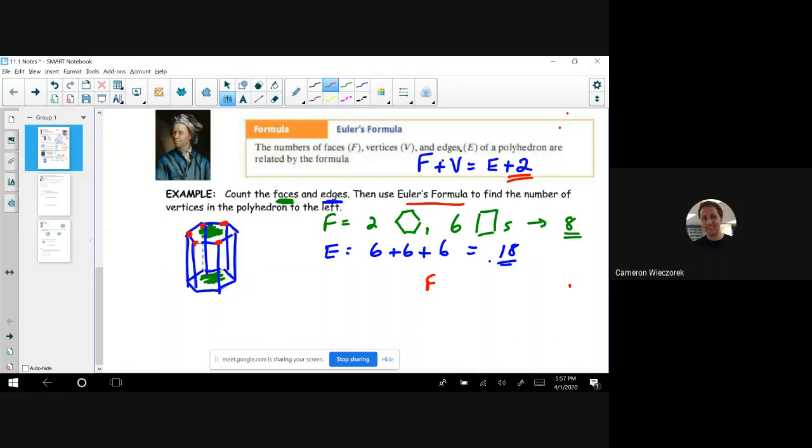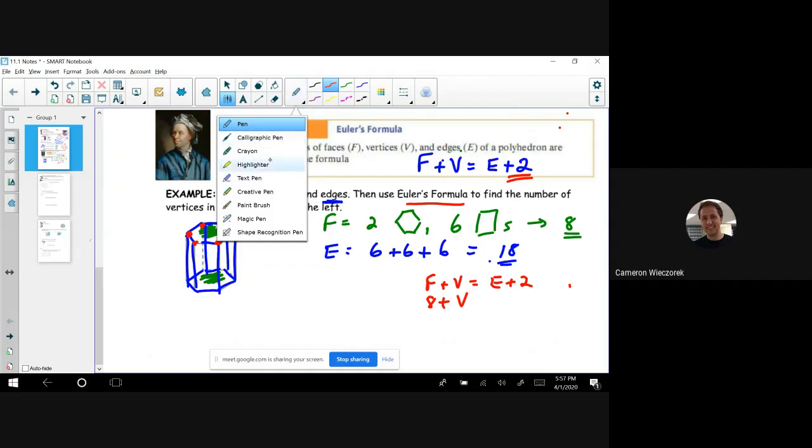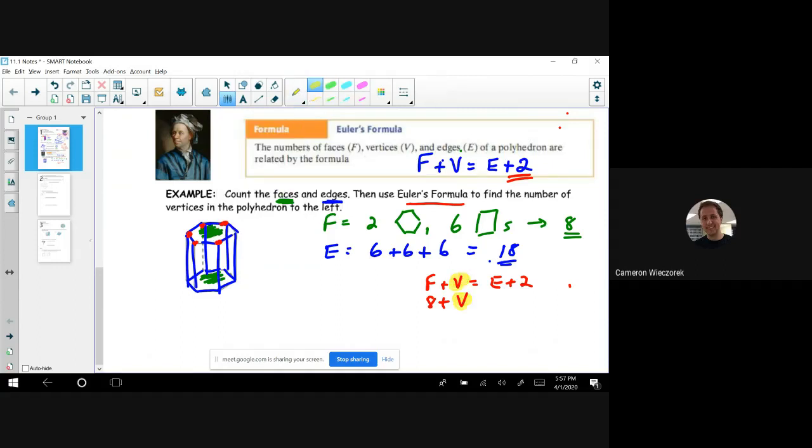That would just be a pain. So F plus V equals E plus 2. I'm going to plug in what I know. There's 8 faces. We don't know how many vertices we have, so I'm going to highlight that. That's the variable we're trying to solve for. We counted 18 edges, and then we make sure we add on 2. So 8 plus V equals 20.